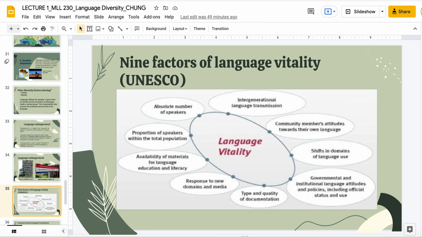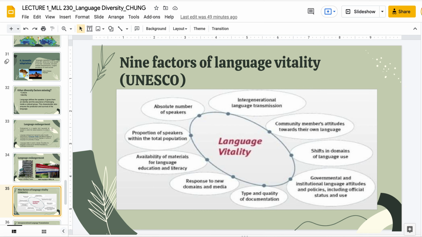Type and quality of documentation. Is your language well documented? Is it on the internet, right? Are Wikipedia articles written in this language? If not, how do you have access to it, right? Response to new domains and media. So, what is new? TikTok, right? If they don't have a TikTok in your language, are you going to continue with this language, right?